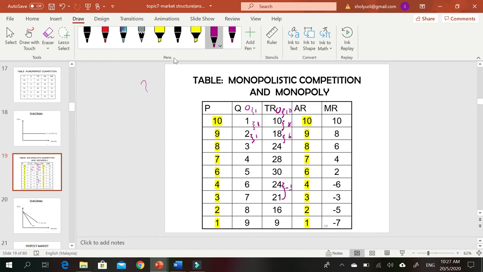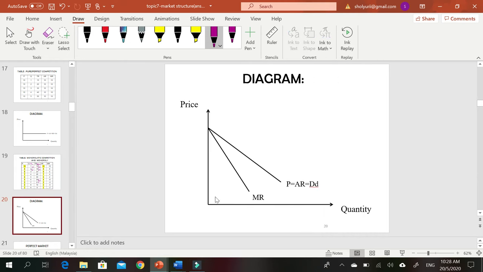You kena kira, kena tulis negatif. Tak tulis negatif, salah. You must write down the negatif. Okay, tapi yang saya nak highlight kat sini, because the value of MR is lower than the value of AR, nilai AR lagi besar daripada nilai MR, that's why in terms of the diagram, MR akan duduk bawah, sebab nilai dia lagi rendah.